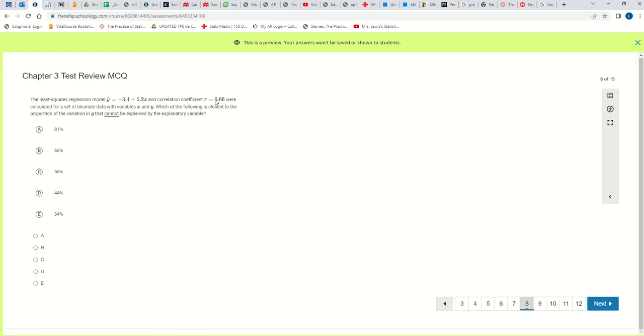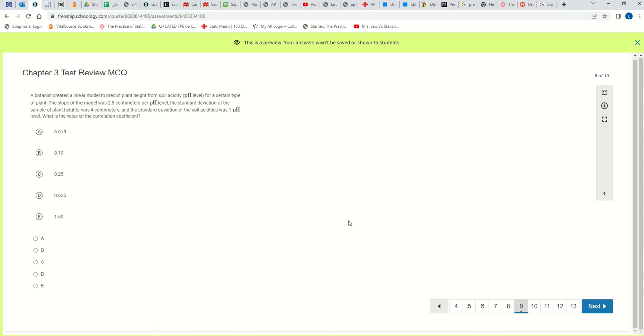So what is R squared? 0.4356. So listen really closely. That 0.4356 is not the answer. It's not D. That's the proportion of the variation that can be explained by the explanatory variable. So do 1 minus 0.4356 to get your answer of 56%. So that little tricky thing in there, I accidentally used R instead of R squared, and just kind of went a little too fast on this problem. So it's C.